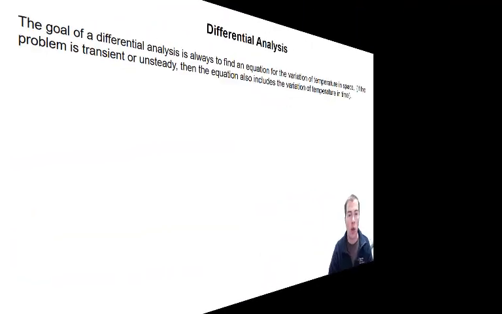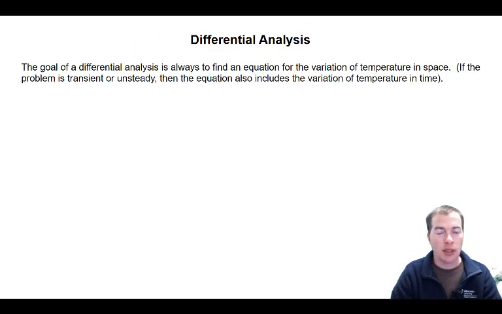On with the lesson. The goal of a differential analysis is always to find an equation for the variation of temperature in space. If the problem is transient or unsteady, then the equation also includes the variation of temperature in time. Differential analysis can also be applied in other engineering disciplines, where the goal is to find the distribution of some other physical variable than temperature in space and in time. For example, in fluid mechanics, one may apply a differential analysis to determine the distribution of pressure within a liquid.